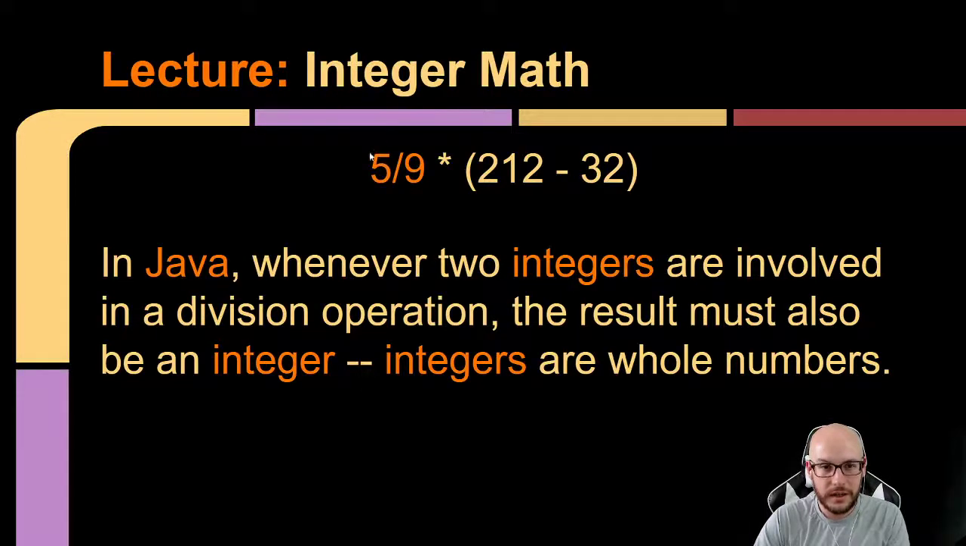What am I saying? Here I have 2 integers. I have 5, that's an integer. I have 9, that's an integer. Integers are whole numbers. When division occurs between 2 whole numbers, 2 integers, the result needs to also be an integer.